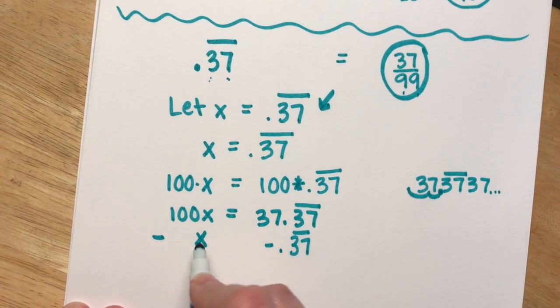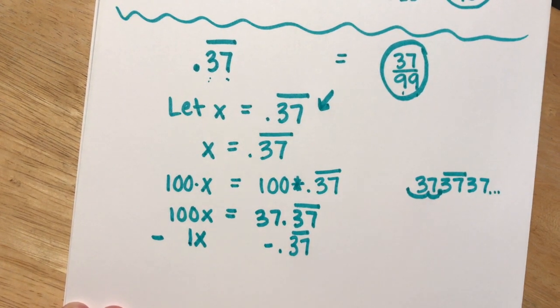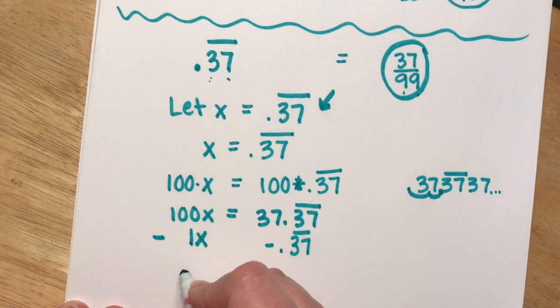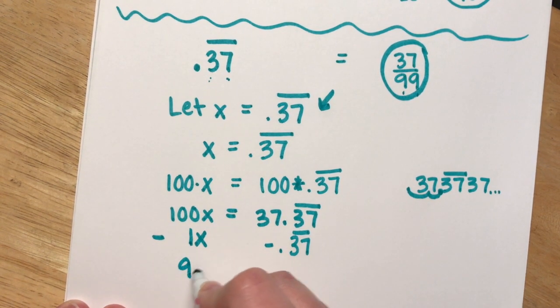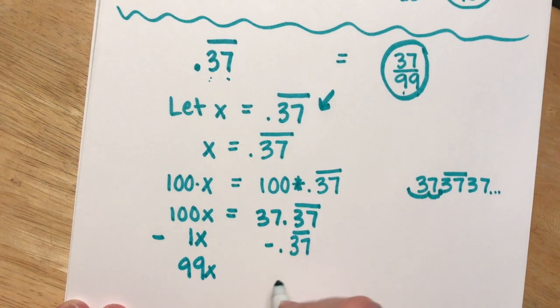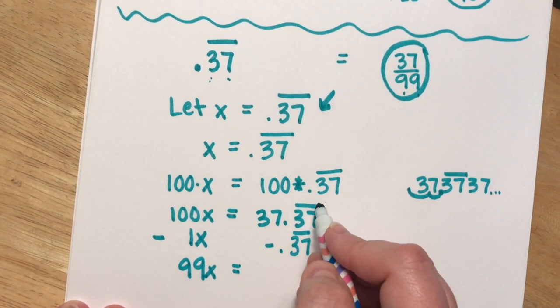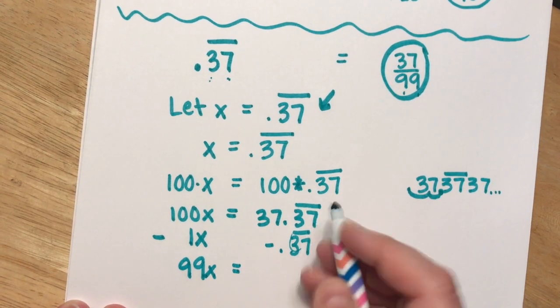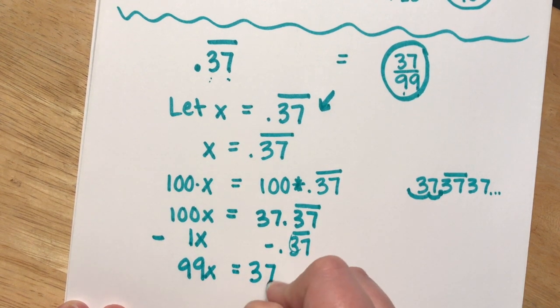So over here, remember this is the same thing as 1x. So I have 100 x's, and I'm going to subtract one of those x's. So I end up with 99x over here. And over here, I subtracted this, and so I'm just left with 37.